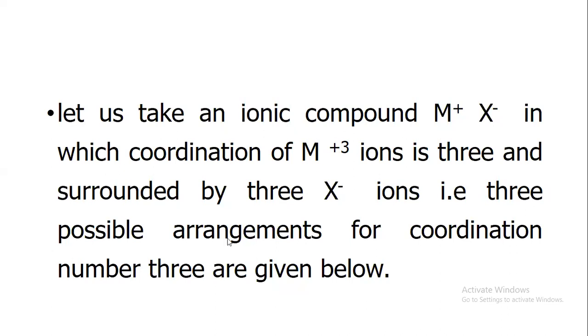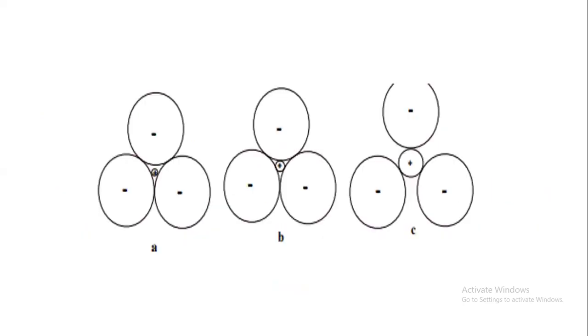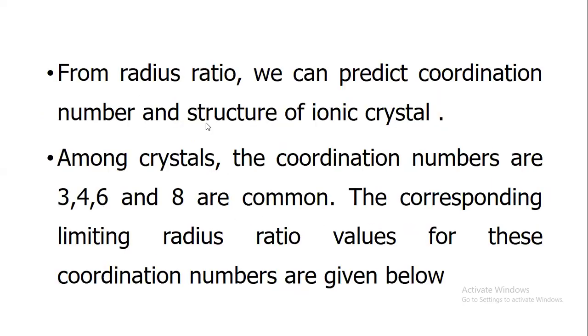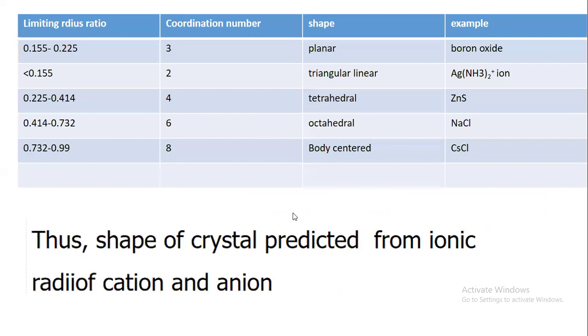There are 3 possible arrangements for coordination number 3, given below. From the radius ratio, we can predict the coordination number and structure of an ionic crystal. Among crystals, the coordination numbers 3, 4, 6, and 8 are common. The corresponding limiting radius ratio values for these coordination numbers are given below.